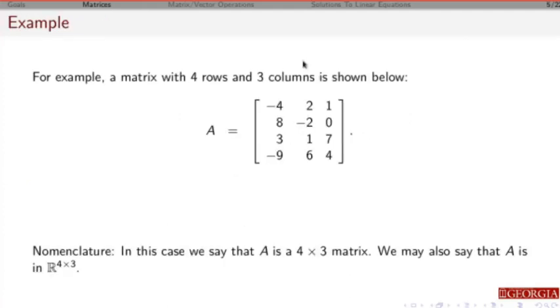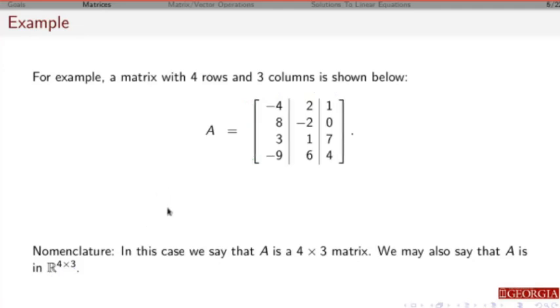In terms of nomenclature, how do we talk about this? We talk about the number of rows and columns. So for example, a matrix with four rows and three columns is shown here. We've got one, two, three, four rows, and one, two, three columns. And we'll call that a 4x3 matrix. And sometimes if we want to get fancy, we'll call it R^(4x3). Basically, this just means that the numbers are real numbers, and we have four rows and three columns.